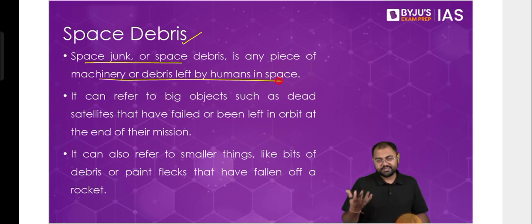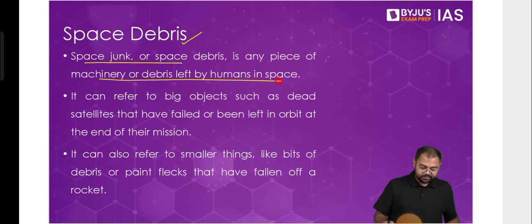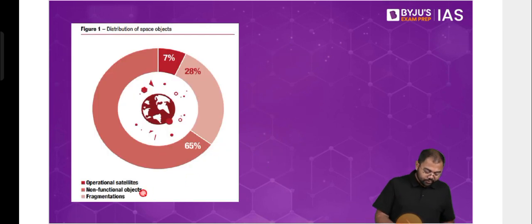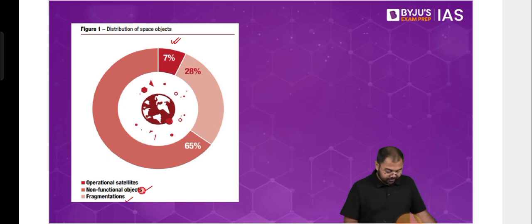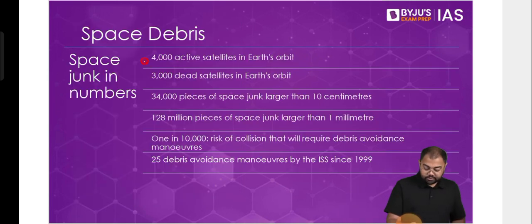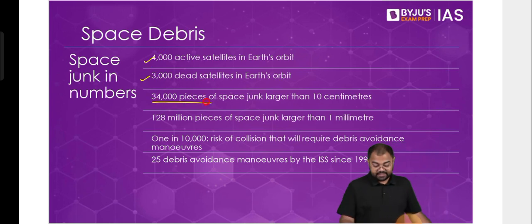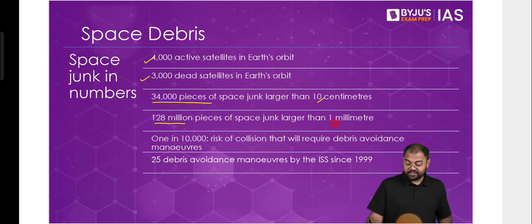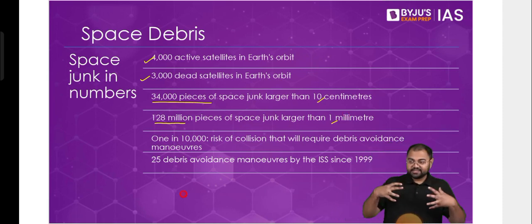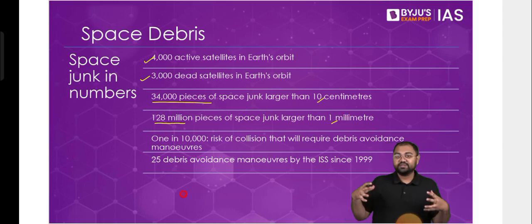Now, space debris is basically the leftover. When you look at the data, only 7% of the objects we have in space are operational today. 65% are non-functional objects, and 28% are fragments. There are almost 4,000 active satellites right now, almost 3,000 dead satellites, more than 34,000 pieces of space junk larger than 10 centimeters, and 128 million pieces of space junk larger than 1 millimeter. So just understand that the concentration of space debris has been increasing day by day, and it is going to make life very difficult in the coming years.